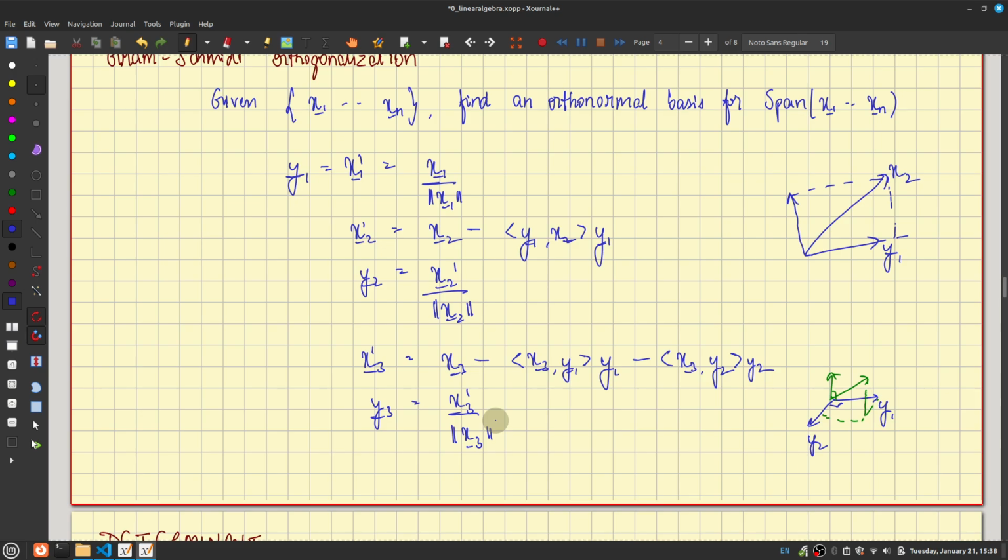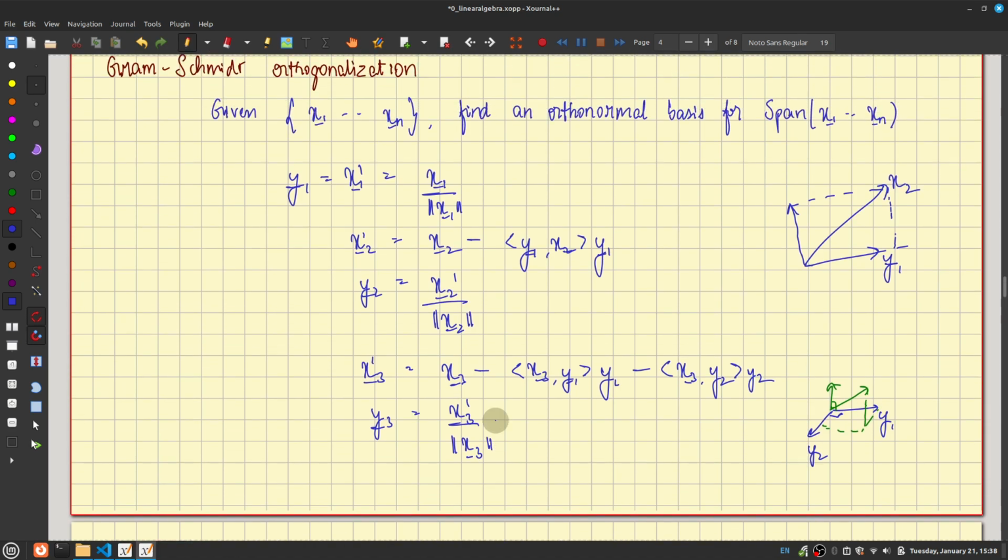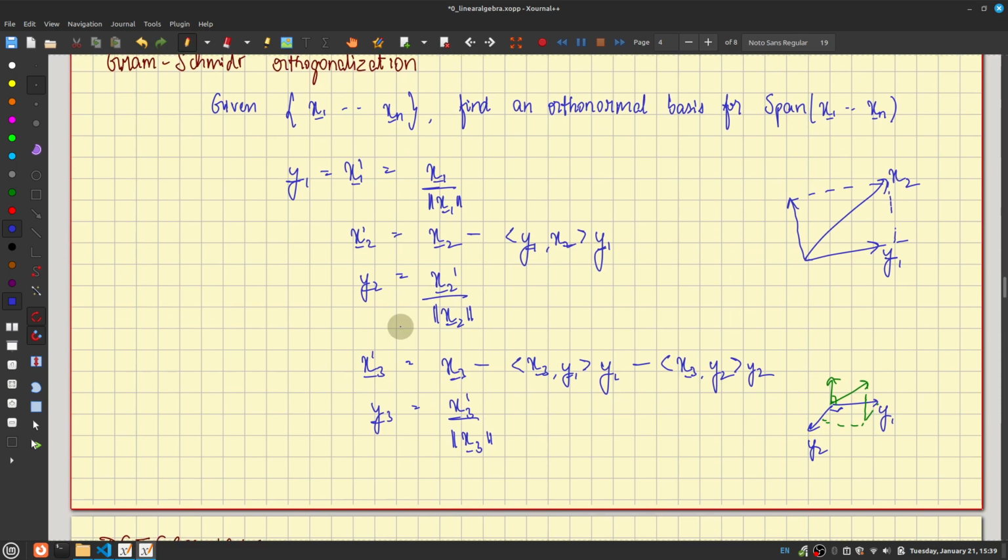All right. But the one thing to note is that the orthonormal basis that I eventually get would depend on what order I took these vectors. If I chose these vectors in a different order, if I just shuffled them, then I'd get a different orthonormal basis for the same span. Any questions?